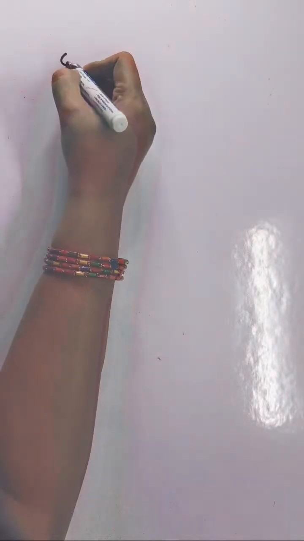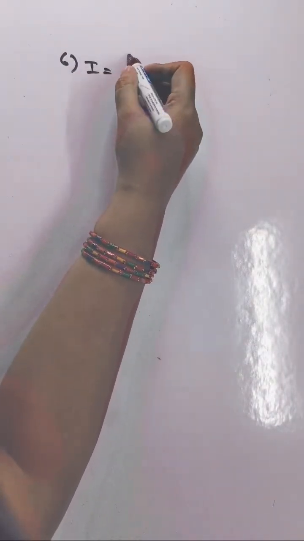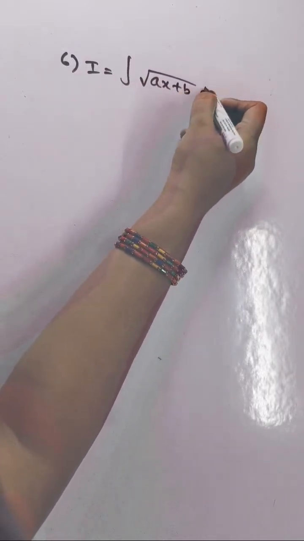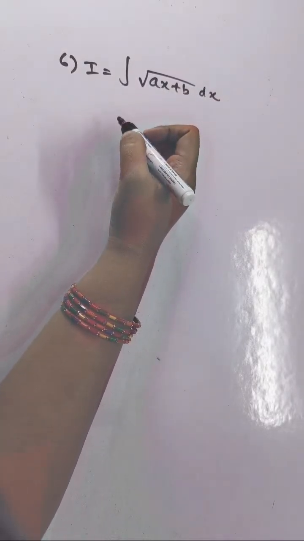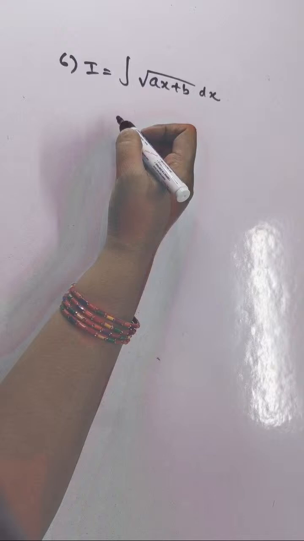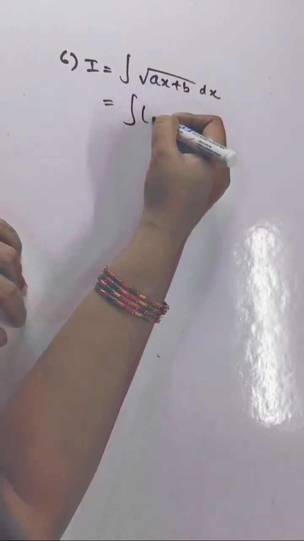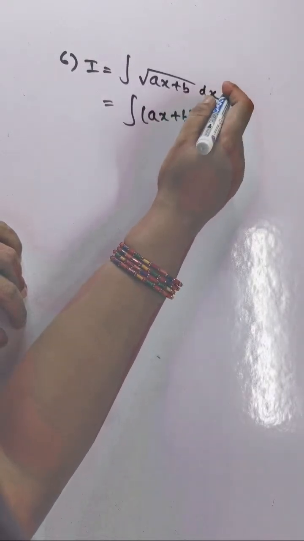Question number 6, I equal to integral of root of ax plus b dx. So here you have it as power 1 by 2. So you can write it as ax plus b power 1 by 2.